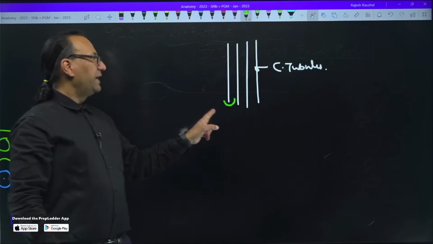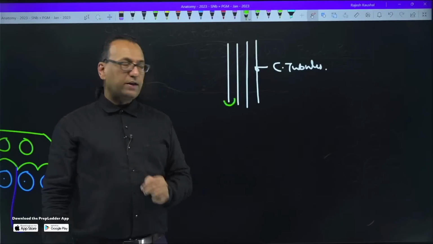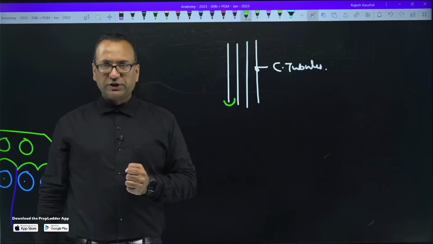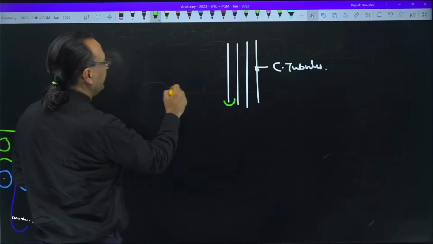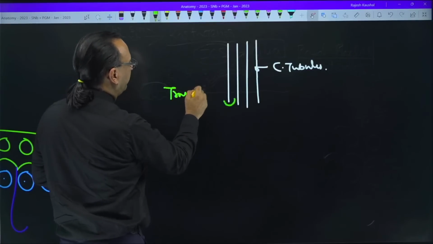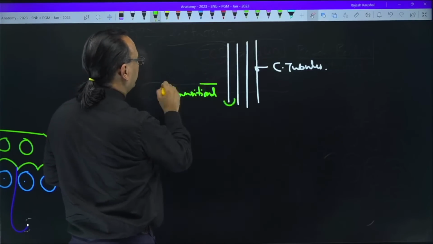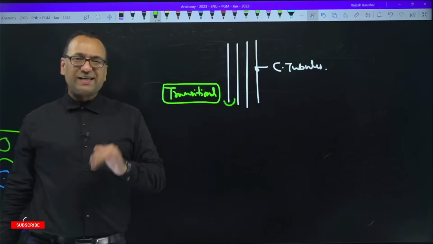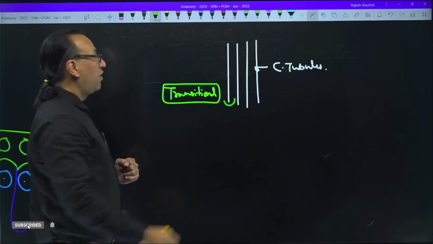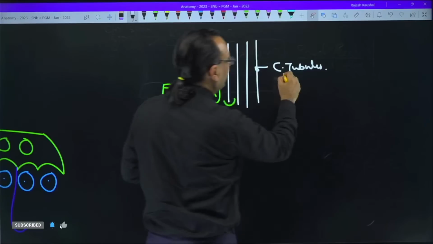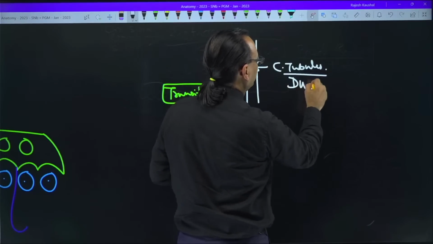Transitional epithelium is not lining the collecting tubule, only the tip will be having transitional epithelium. Now if only the tip is having transitional epithelium, there can be a question which will ask you, what is the collecting tubule lined by? Or it is better called collecting ducts. So what are the collecting ducts lined by?